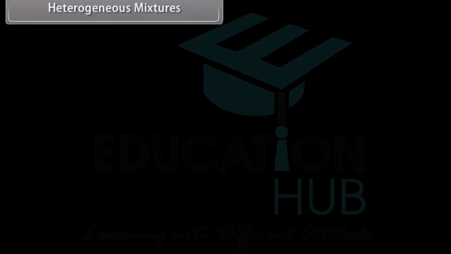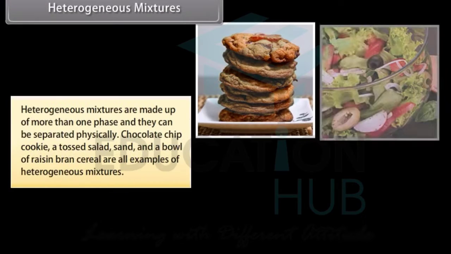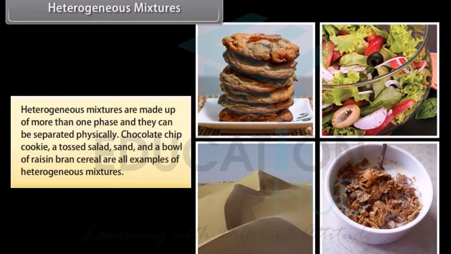Heterogeneous mixtures. Heterogeneous mixtures are made up of more than one phase and they can be separated physically. Chocolate chip cookie, a tossed salad, sand, and a bowl of raisin bran cereal are all examples of obvious heterogeneous mixtures.